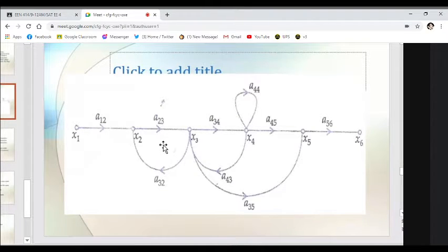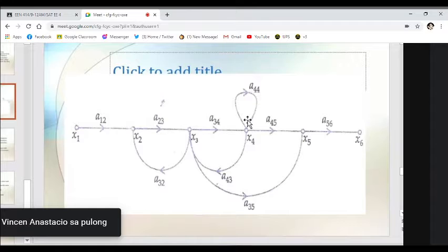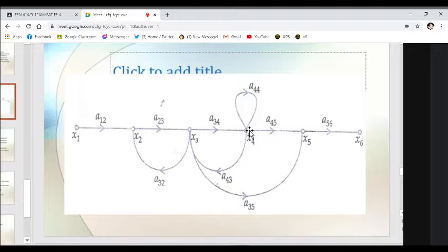Okay? Now, let's try to analyze this. X1 is the input, X6 is the output. So you have loop, di ba? So this one is a closed loop. As you can see, X2, X3, then babalik dito sa X2. That is a closed loop. So, as well as X3, X4, then babalik dito sa X3. This one, yung A44, this one is known as self-loop. Self-loop yan. That is also considered as a loop, pero categorized as self-loop. Okay?